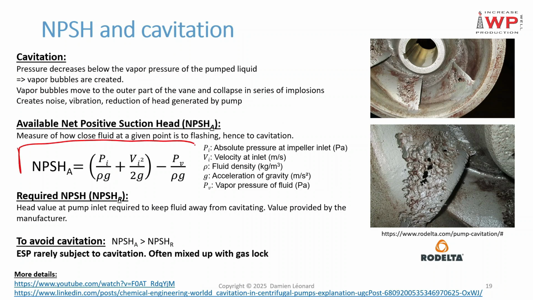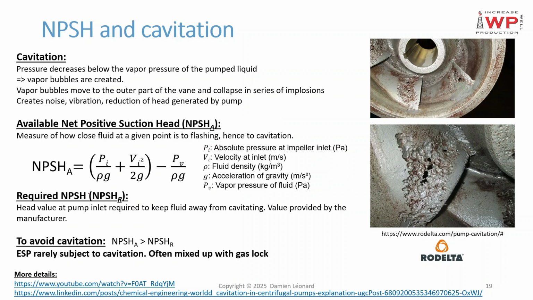Over there I have written the formula of the NPSHA. This formula is valid for the metric system. On another slide I will show you the formula in the imperial system. This is a simplified formula which is valid at the inlet of an impeller. I let you read the formula and the corresponding elements that compose it.